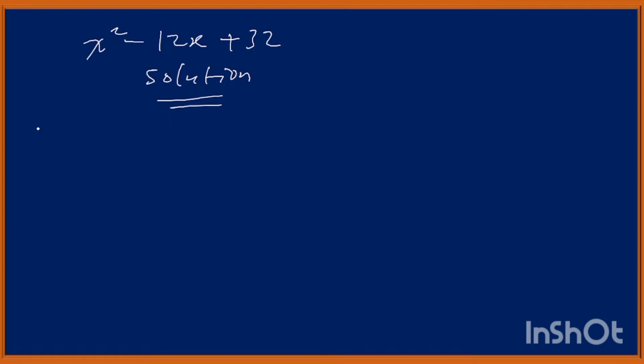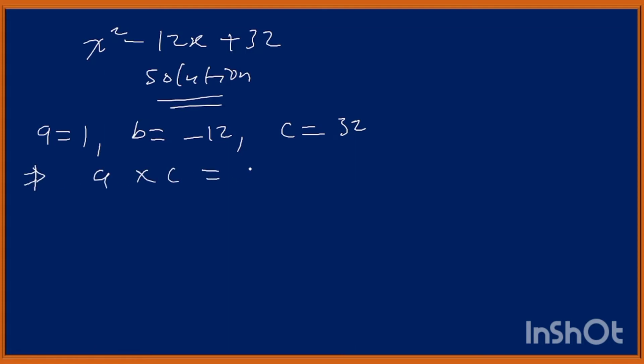So if I compare, our a is the coefficient of x squared, which is 1, our b is the coefficient of x, which is minus 12, our c is the constant term, which is 32. The next step is to multiply a by c, and that will give me 1 multiplied by 32, which will give me 32. The next step is to look for the factors of 32 that, when I multiply them together, give me 32, and when I add them, give me the value of b.